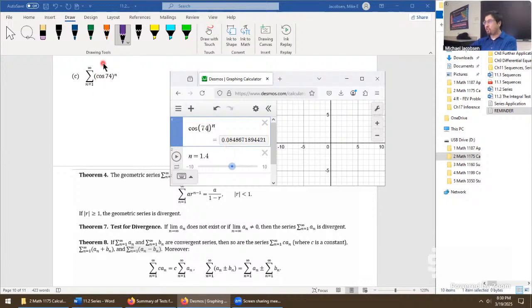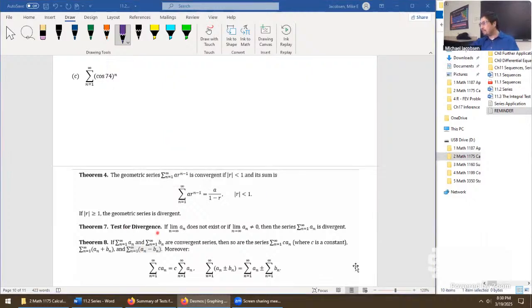Good call. It just doesn't look like it, right? It just feels too abstract with a cosine function thrown in, but it's truly geometric. The only thing that dictates that is n is an exponent. So this alone right here means it's a geometric series test.